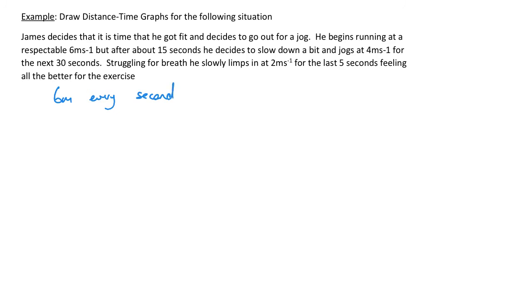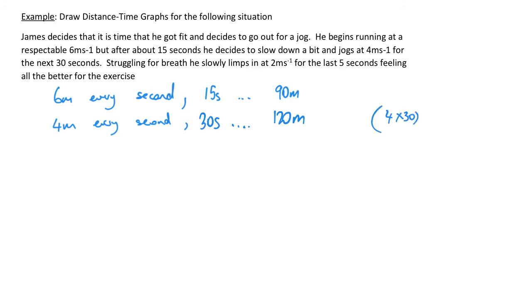But after 15 seconds, he decides to slow down. So that means he travelled at 6 meters every second for 15 seconds, meaning that he's travelled 90 meters. He slows down and jogs for a bit at 4 meters per second. Again, that's 4 meters every second. And he does that for 30 seconds. So that's going to be 120 meters. So if it's 4 meters every second and it's 30 seconds, we're doing 4 multiplied by 30 to get 120.